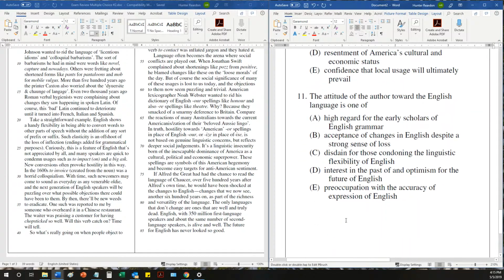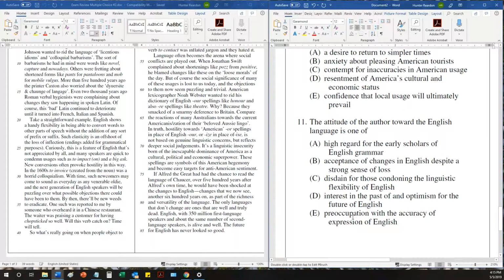Okay, 11. The attitude of the author toward the English language in this passage is one of these things. So this is actually sort of similar to the Brudenell's passage from Monday or Tuesday, if you're in even one of my classes. It's essential that you read the last lines of the passage as closely as all the others, right? If you skip over the ending, you're not going to get this question correct. So if you didn't read those passages closely, you would have really struggled with this question.